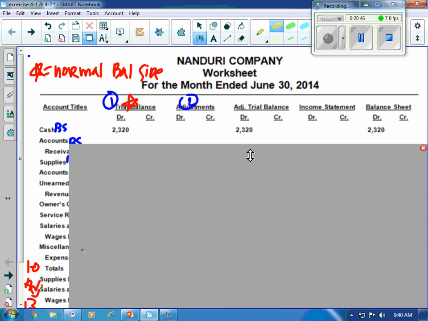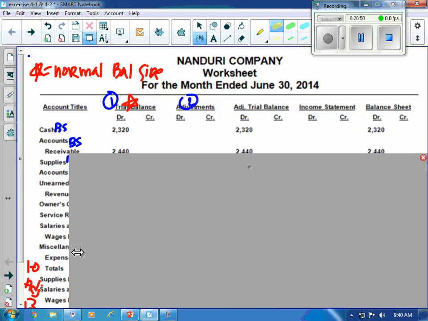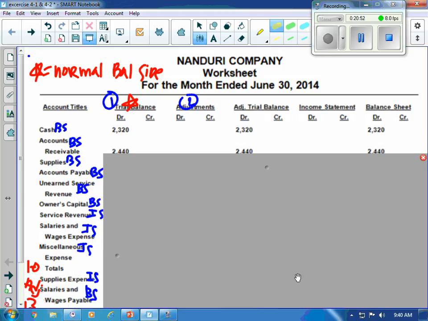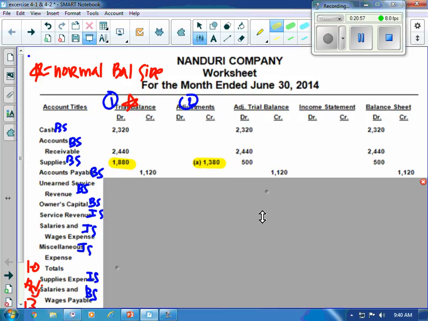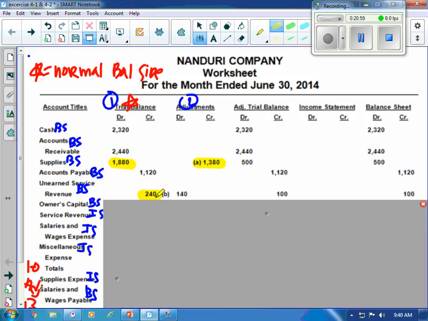And I'm going to stand over here because then I can highlight better. So what's the next one? What's going to be B? Unearned service revenue. Our balance going in was $240. The adjustment said how much is still unearned? 100. So we used up 100 of it. So we're bringing the balance of what we still owe to 140.